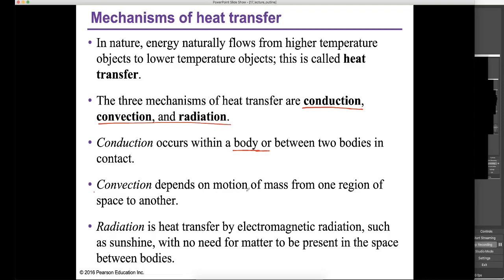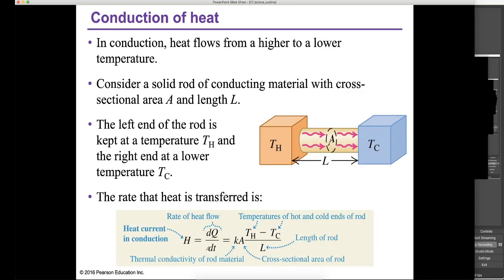Convection depends on motion of mass from one region of space to another region of space. Radiation is the heat transfer by electromagnetic radiation, such as sunshine, and sometimes some other rays. It also radiates the heat from one object to another.